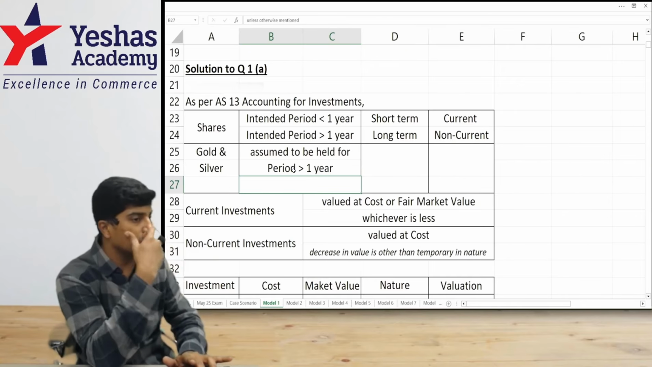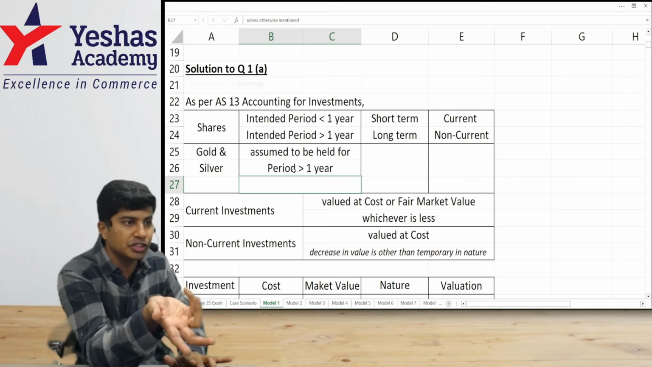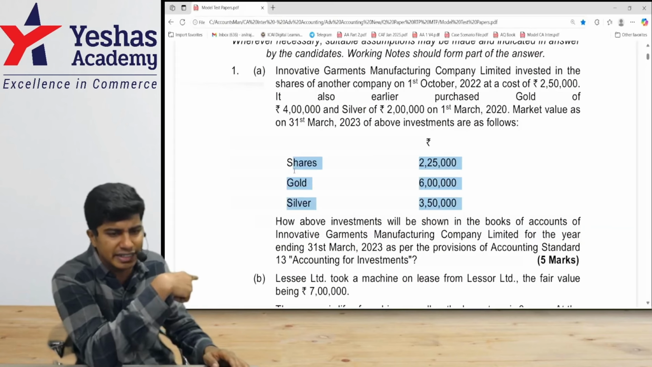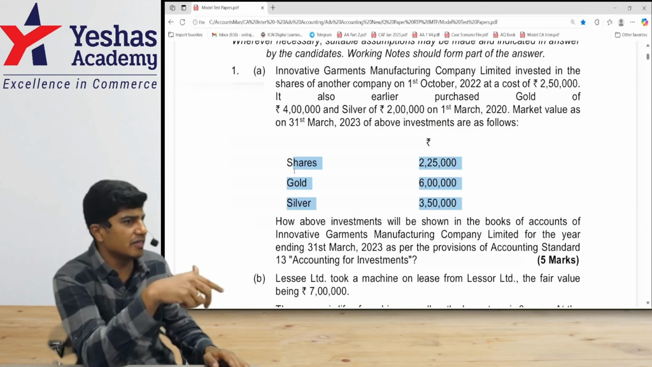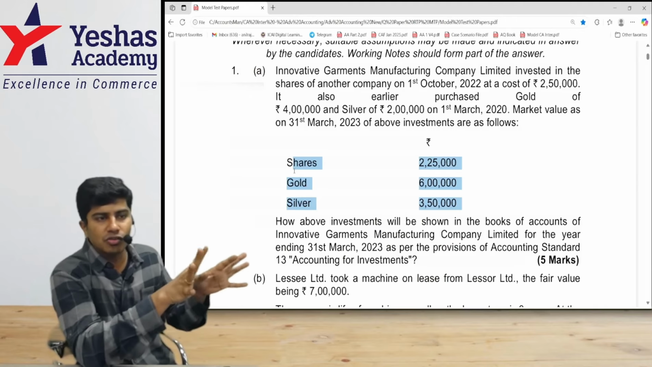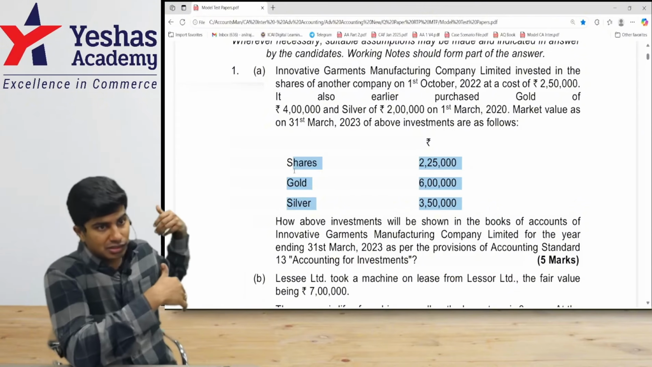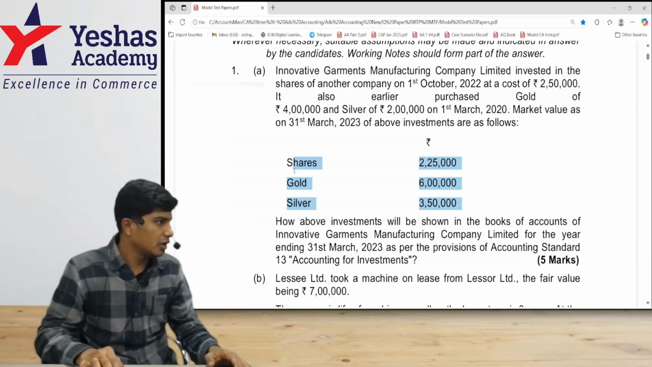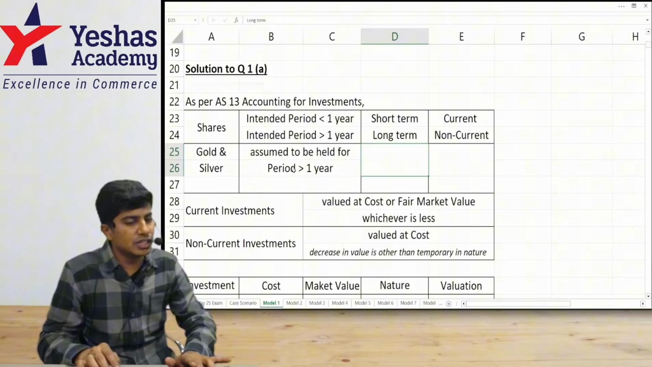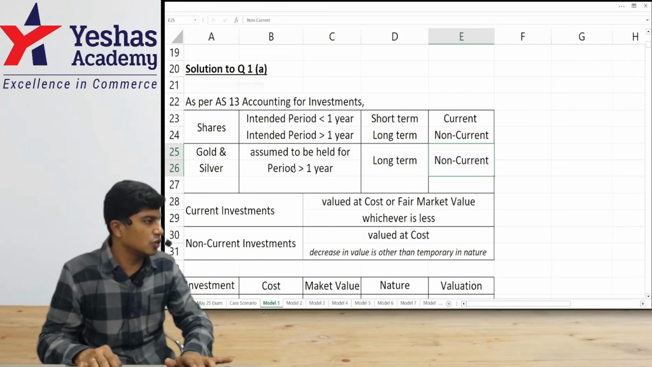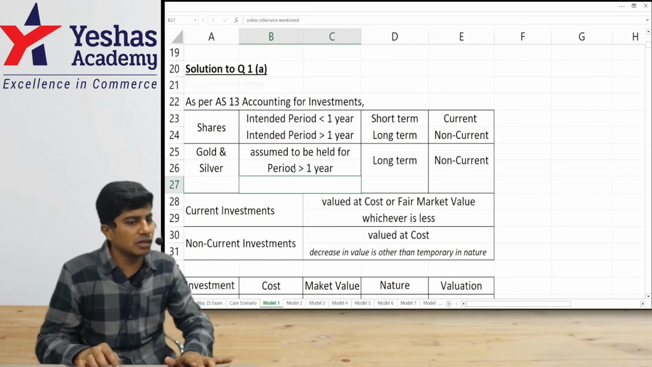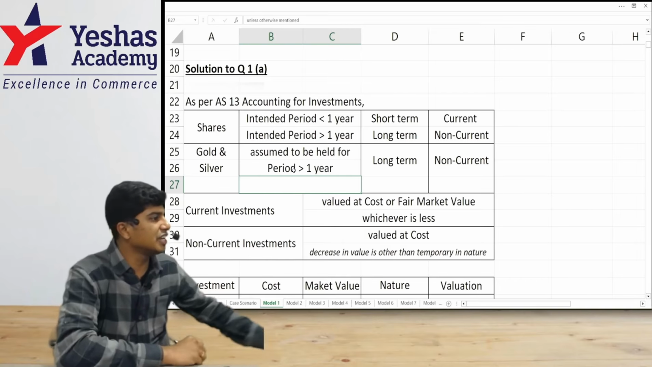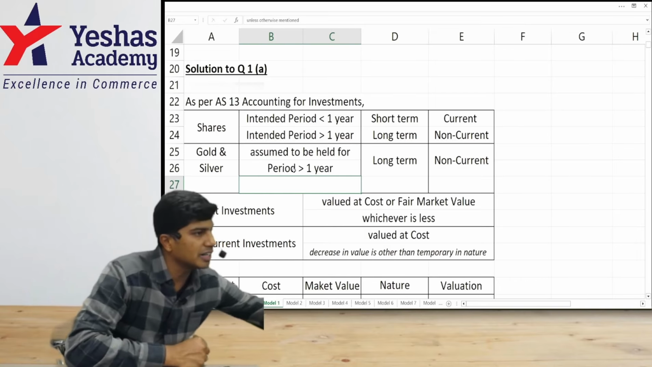Otherwise, the alternative assumption is also allowed. Can you make an assumption that gold and silver is bought with an intention to be sold for a shorter term? Yes. In our case, firstly they mentioned that it is bought in 2020. Right now we're in 2023. 3 years is over. But actually we don't consider the past. We consider the future. We are assuming that they are intending to hold it for longer. Alternative assumption is also valid. This will be considered as long term, that is non current investments. Because it is long term or non current investments, this will be valued at cost unless that decrease is permanent, that is not temporary in nature.